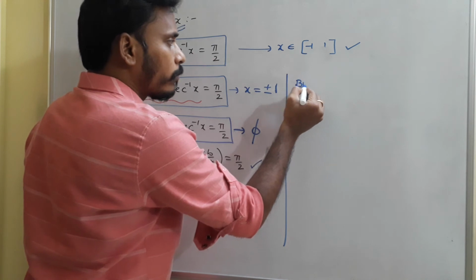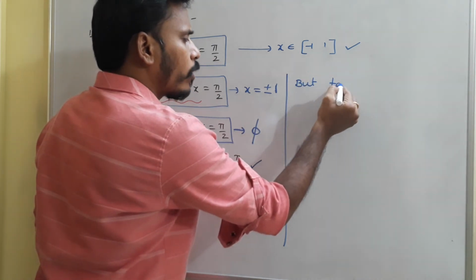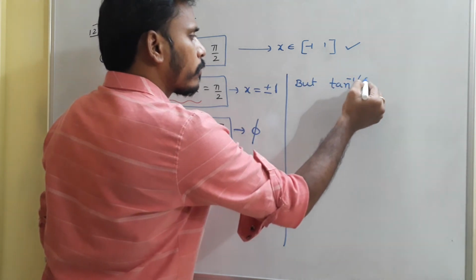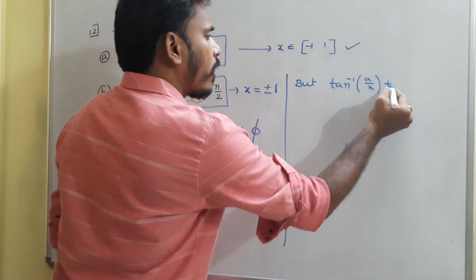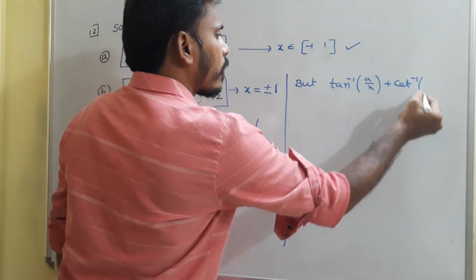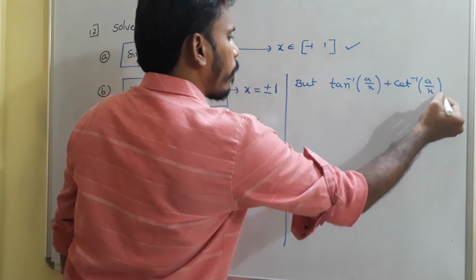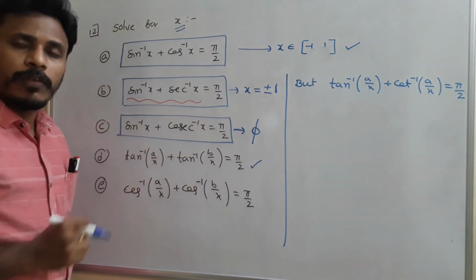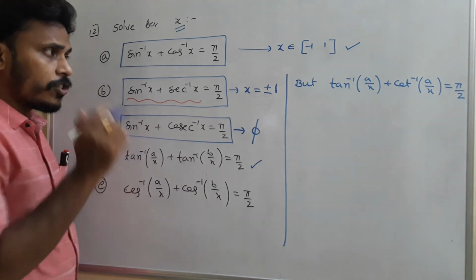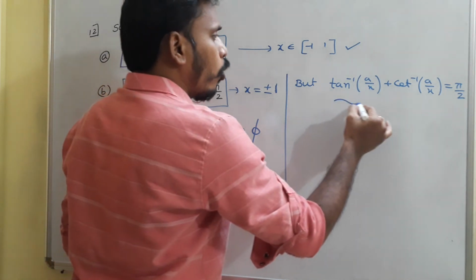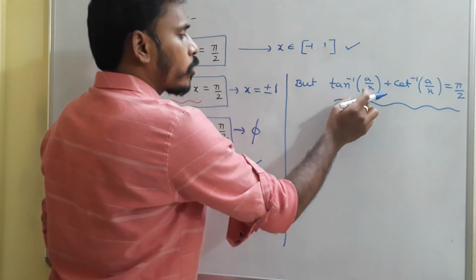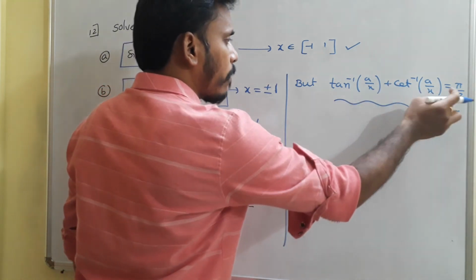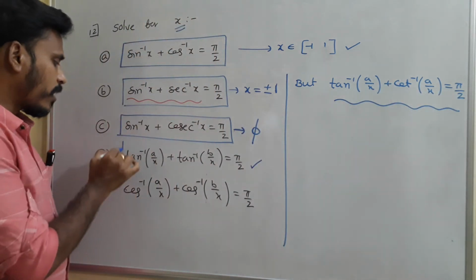But what do we know? Tan inverse of something plus cot inverse of something, the same angle, is equal to pi by 2. You know it, right? Tan inverse of something plus cot inverse of something is pi by 2. See, just observe it. This is a known statement. Tan inverse of some angle plus cot inverse of the same angle is pi by 2.